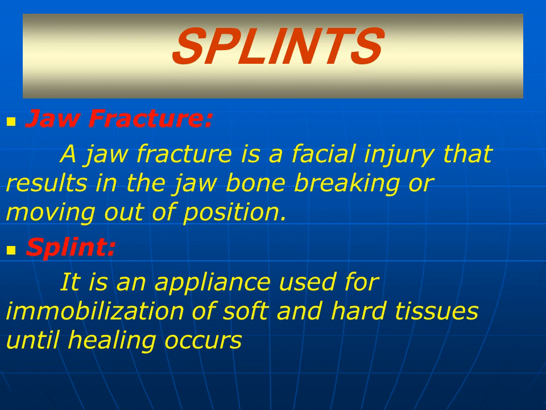A splint is an appliance which is used for immobilization of soft and hard tissues until healing occurs. That's to say, it is used in the treatment of fractures. What's a fracture? A jaw fracture is a facial injury that results in the jawbone breaking or moving out of position.